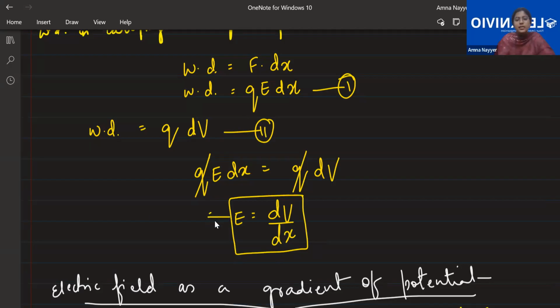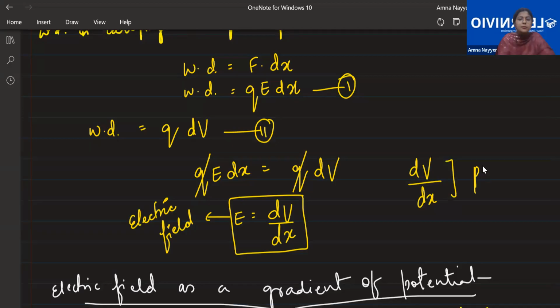Now class, what is E? E is the electric field. dV over dx. See, what is dV over dx? This is called the potential gradient. Gradient means when something changes with position.